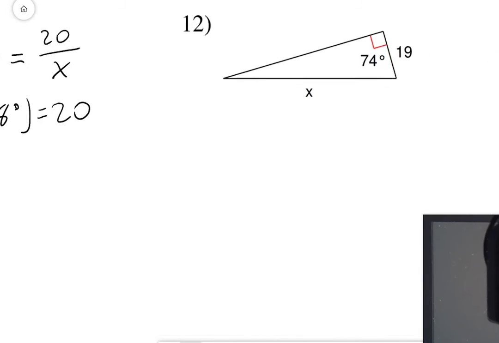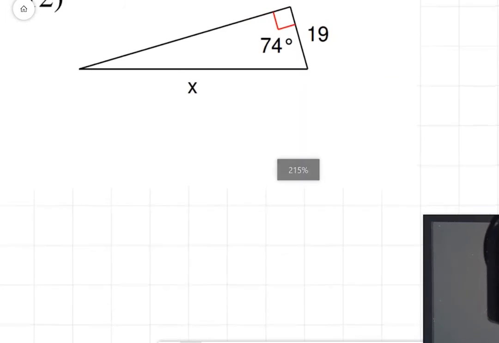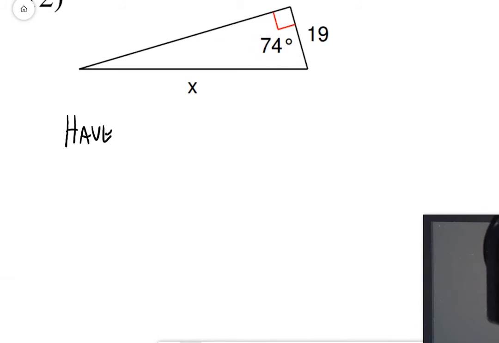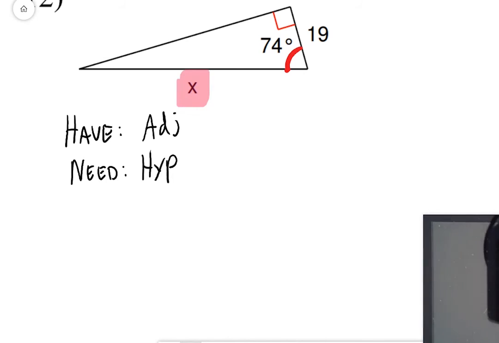Let's move on to our final example. What do we have? What do we need? Ready, set, go. Well, it looks to me like what we have, this is obviously the 74-degree angle right there. What we have is the adjacent leg. What we're looking for, and this one's actually a little bit tough, this x, that's the hypotenuse. This is a very skinny triangle, so it's kind of hard to tell, but the hypotenuse is always opposite the 90-degree angle.